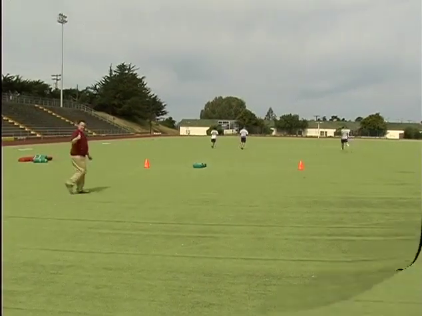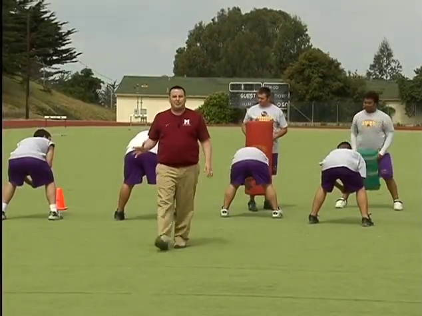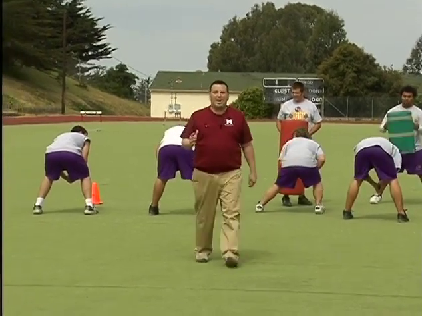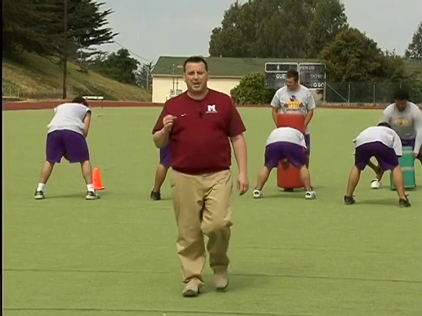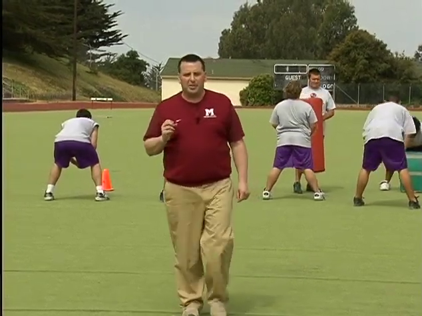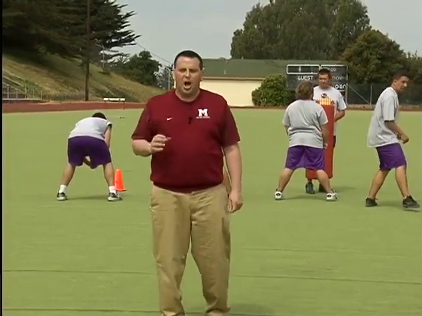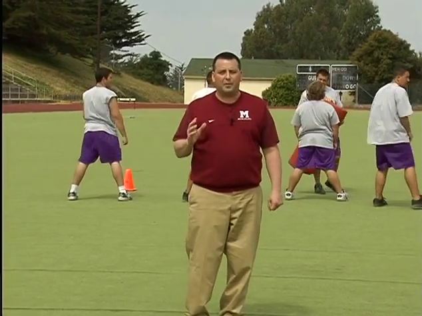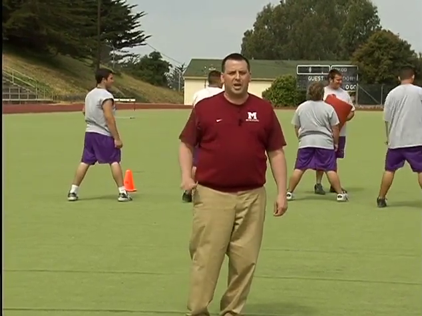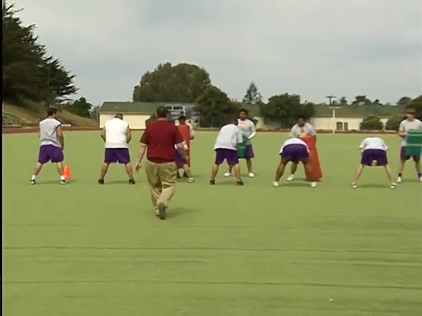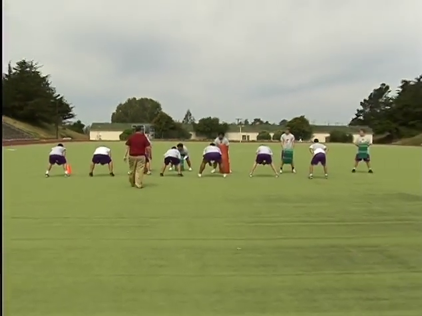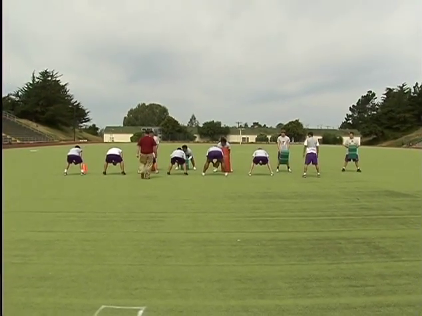Very good. First thing we want to talk about in the buck sweep is the down block of the front side tackle and tight end. It's imperative that we stop penetration. Also notice the trapping angle of the front side guard as he works to kick out support. All right, fellas. Pre-snap. We're going to bird dog one step. Set.